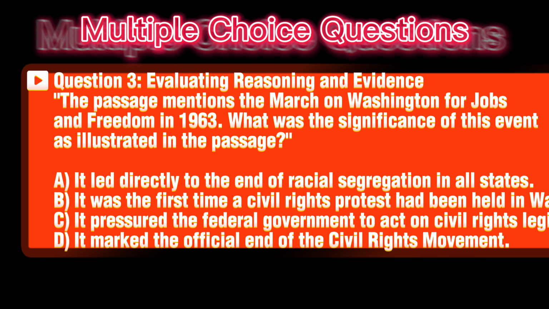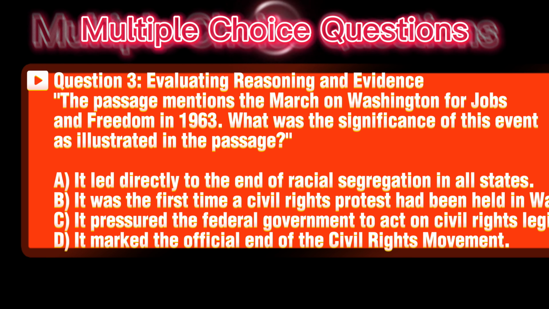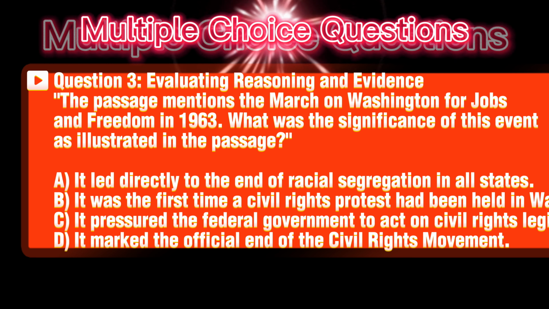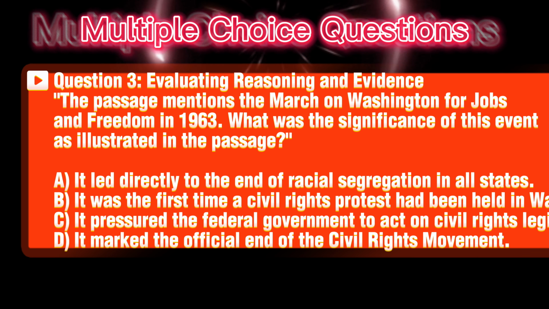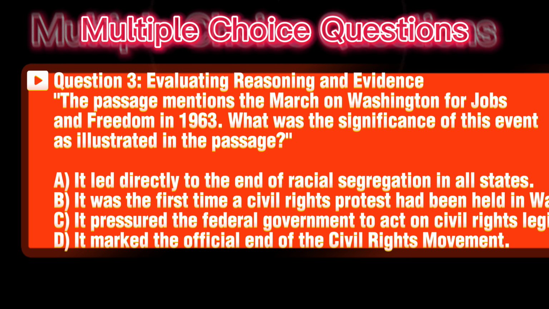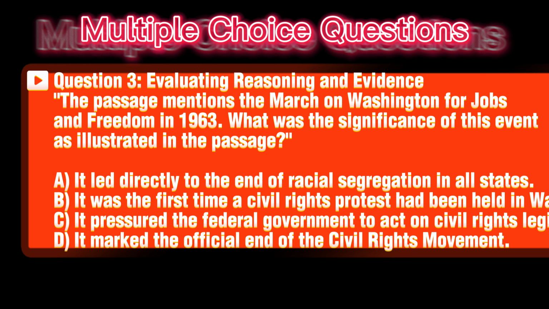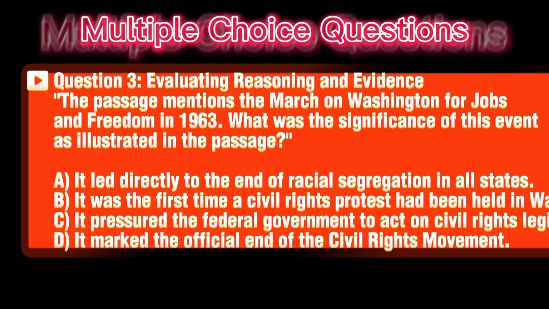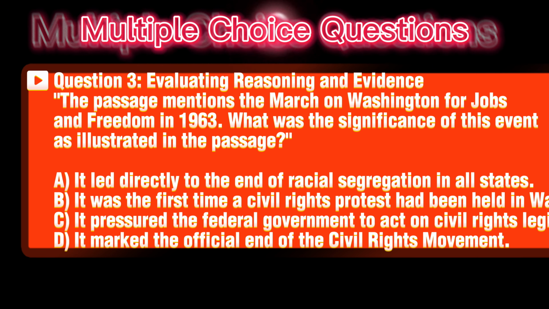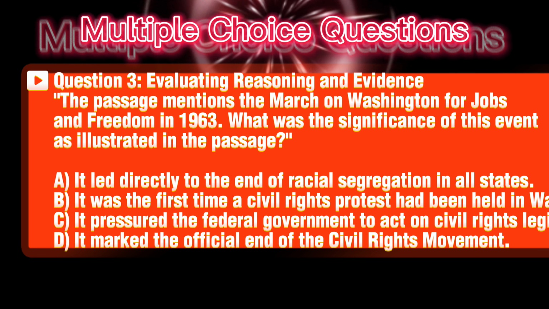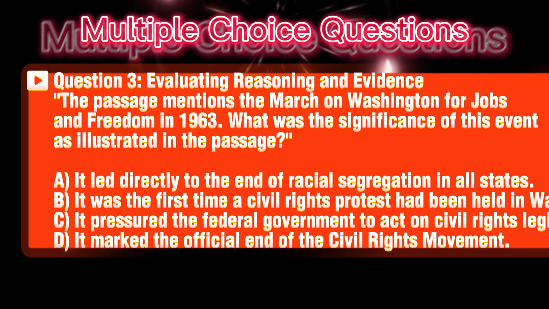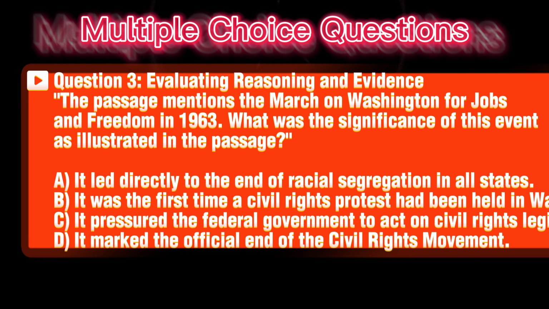Question 3. Evaluating reasoning and evidence. The passage mentions the March on Washington for Jobs and Freedom in 1963. What was the significance of this event as illustrated in the passage? A. It led directly to the end of racial segregation in all states. B. It was the first time a civil rights protest had been held in Washington, D.C. C. It pressured the federal government to act on civil rights legislation. D. It marked the official end of the civil rights movement.